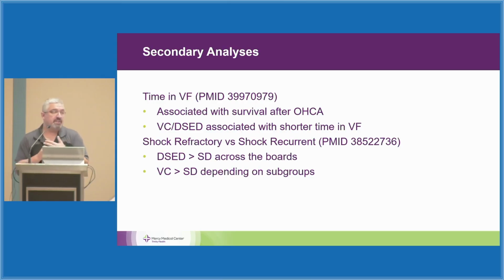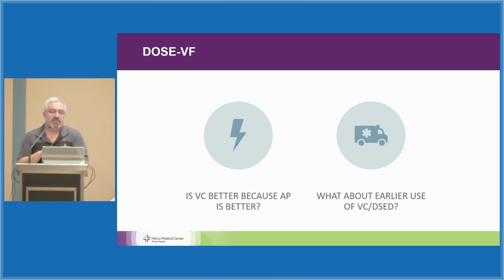Dual sequential was better across the board in all groups, and then vector change was better depending on the subgroup. And again, these are all secondary analyses where they're trying to get more out of all the effort that they went through. And so it's raised a couple of very important questions.